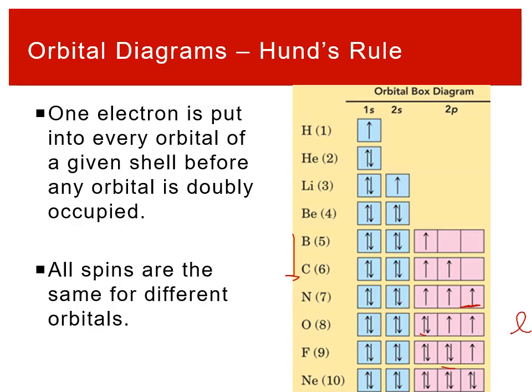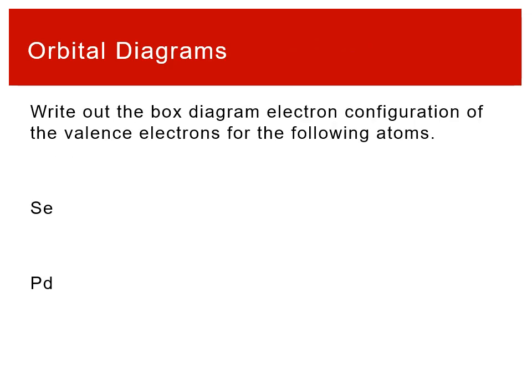I have everything filled up, and now with neon, with that 10th electron, the 2p is full. If I'm going to add an 11th electron, that's where I would start going to a new box. I would go up to the next highest subshell, 3s, and start putting electrons in, following those rules. Let's look at some more examples of these box diagrams.